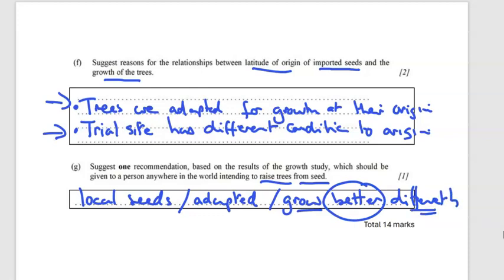I think that's perhaps the key here. So local seeds are adapted to that location. If we take seeds from another area, then we can predict that we will get a different growth pattern, perhaps better, but not necessarily so. 14 marks here. Use this video in conjunction with the mark scheme.